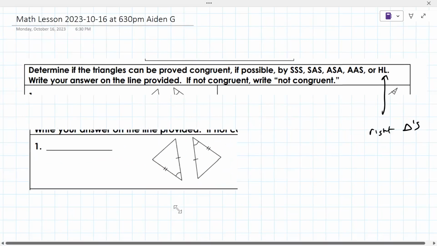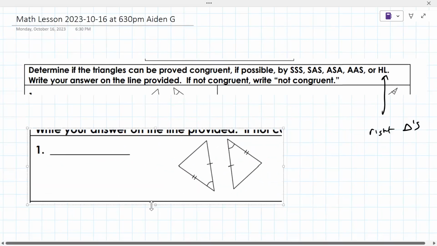Well, what am I given in one triangle versus the other? And then does it match? Just because you got, in this case, a side, an angle, and a side on the left, is that actually what you have on the right? No, it's not side angle side.